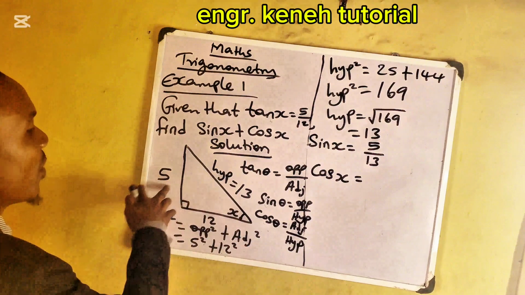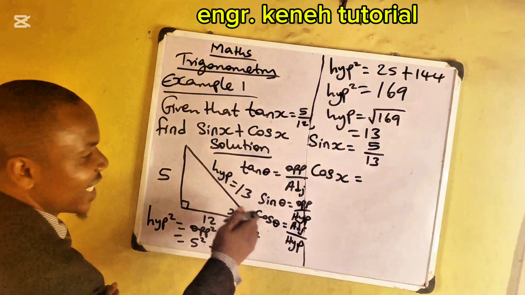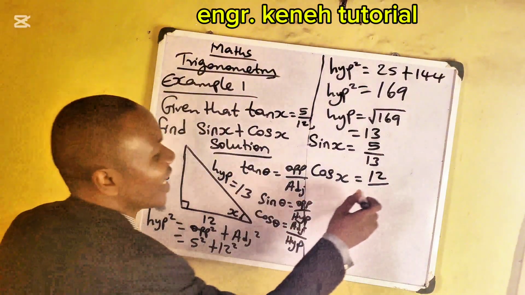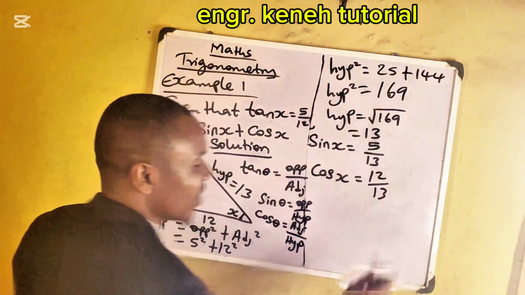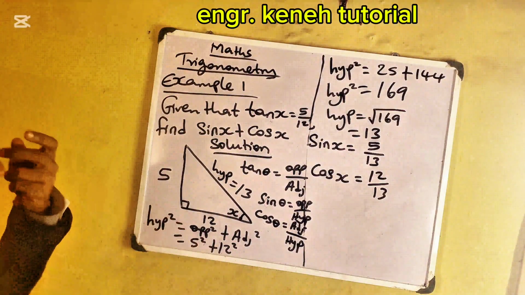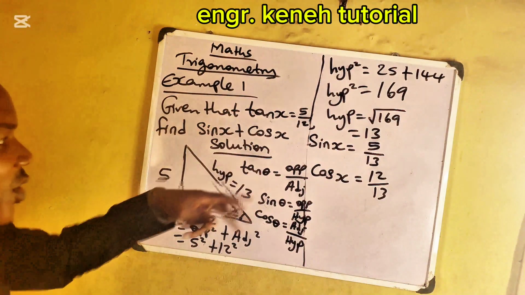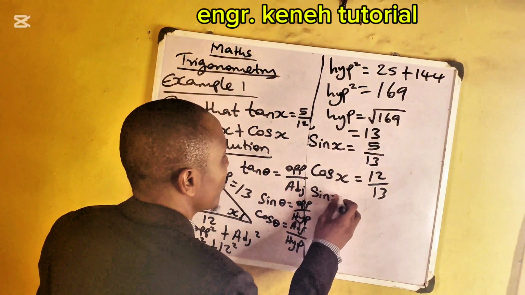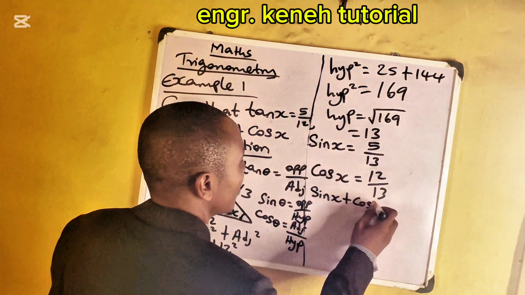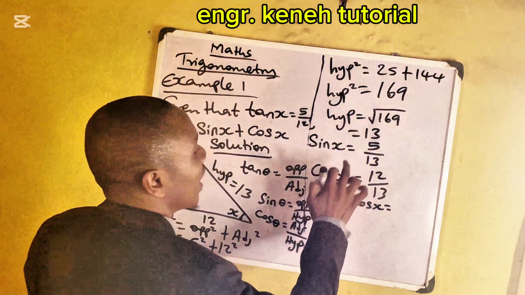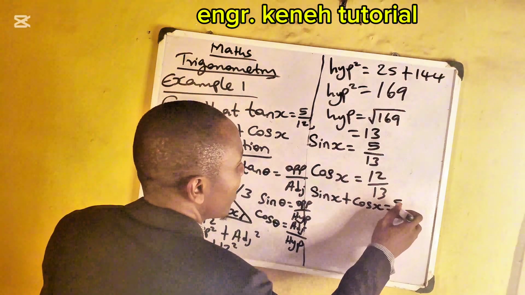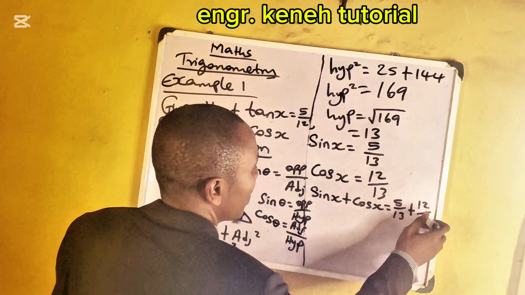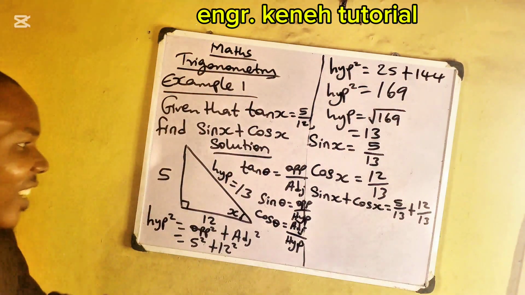Looking at this one, here is opposite, hypotenuse. So look at the adjacent here. Adjacent is 12 over hypotenuse, which is 13. So you have it like this. Can you see that? So look at it. For us to find sin x plus cos x, it simply means this, that sin x plus cos x is equal to sin x, which is 5 over 13, plus cos x, which is 12 over 13. Can you see that? Look at it here.